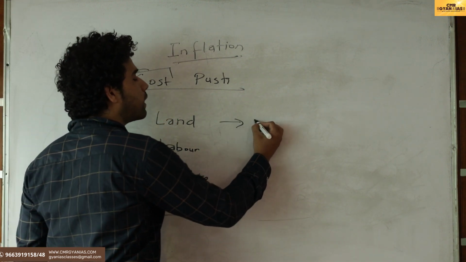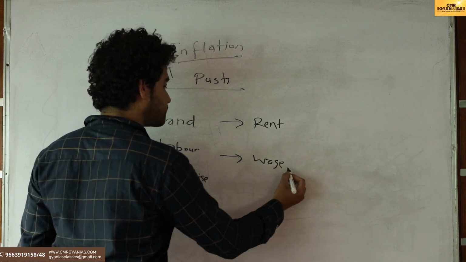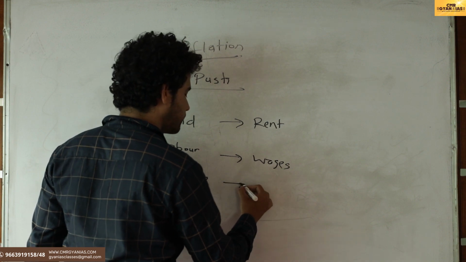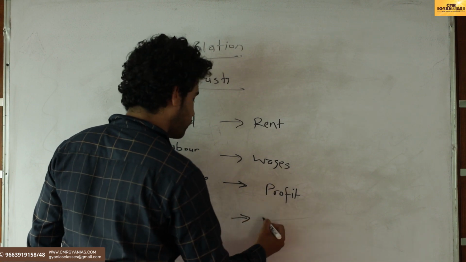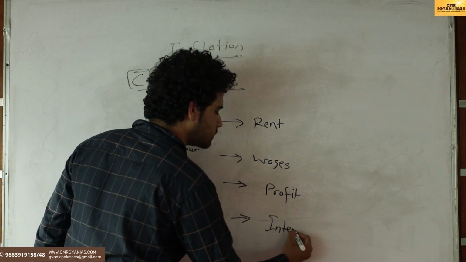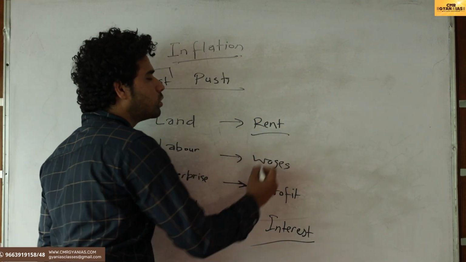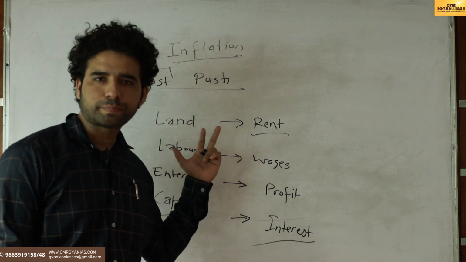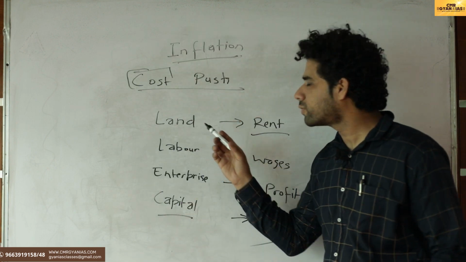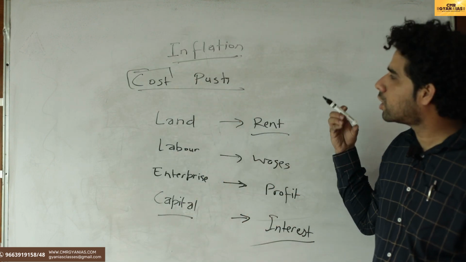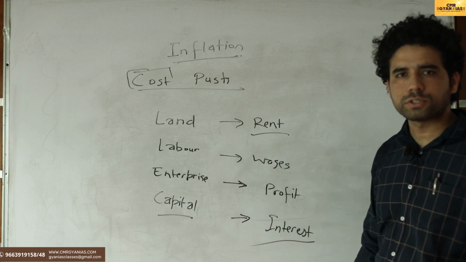So for land we have to pay rent, for labor wages, for enterprise they need profit, and for capital interest. So these are the factors and these are the costs associated with those particular factors. So whenever the cost of any of these factors increases, it also pushes up the prices of the final goods that are being produced using these factors.